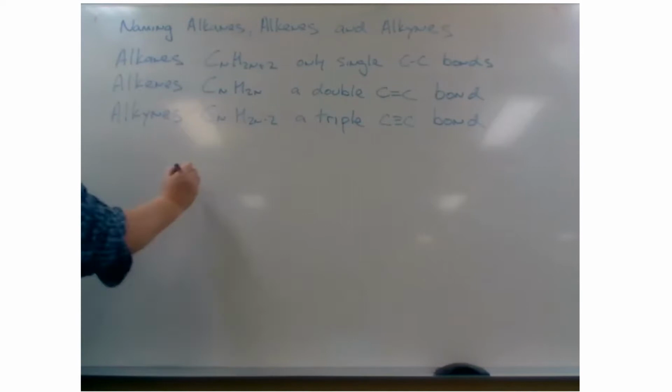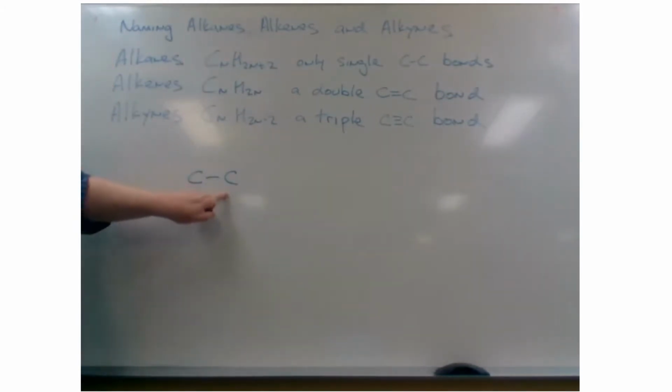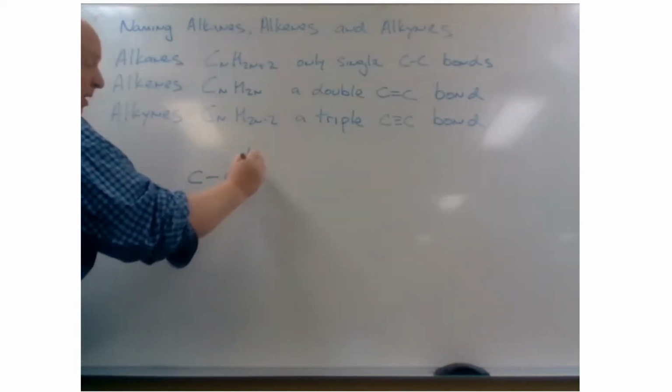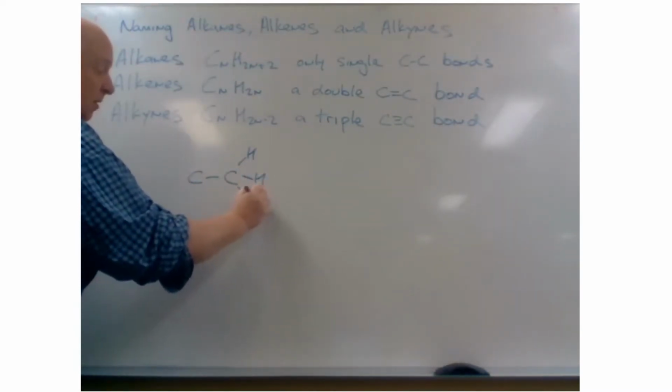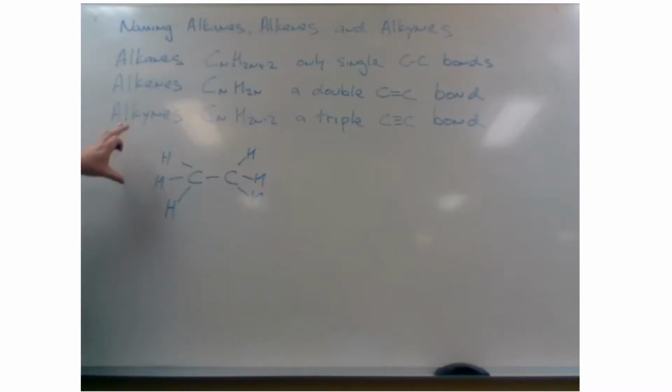So for example, let's draw ethane. I have a single carbon-carbon bond, and of course remember each carbon has to have 4 bonds to it because it has a valency of 4. I can then put in 3 hydrogens. You may remember doing this from Lewis dot structures, and this is the structure of ethane. Let's check the general formula. We have 2 carbons, so C2. Now to predict the hydrogens, 2n plus 2 is 6, and indeed you can see we have 6 hydrogens.